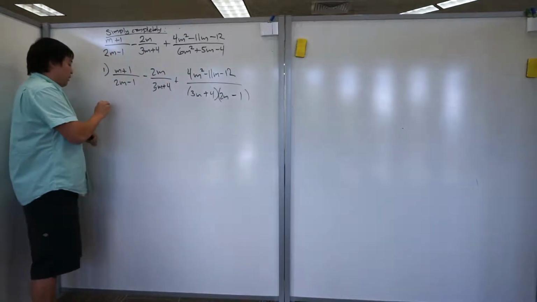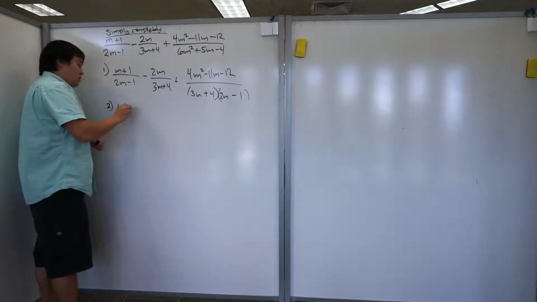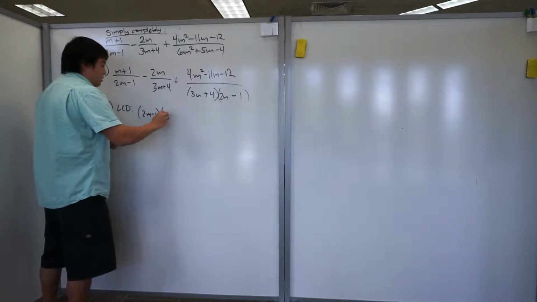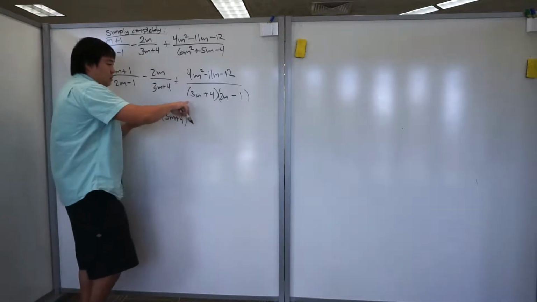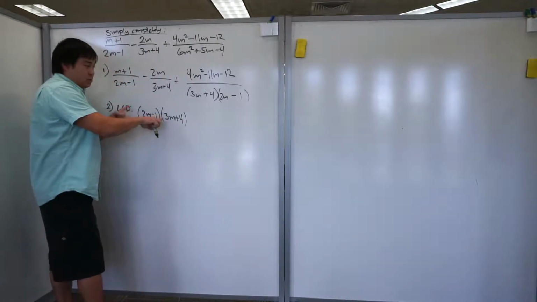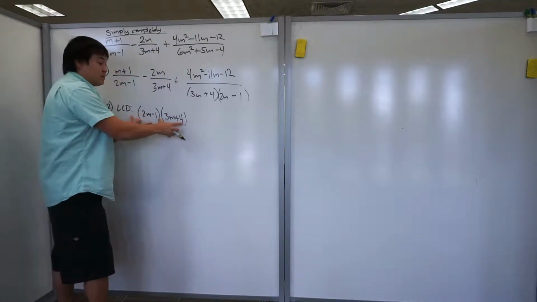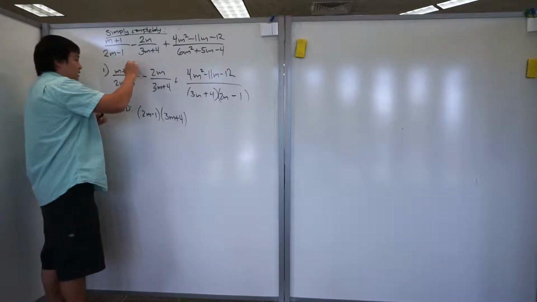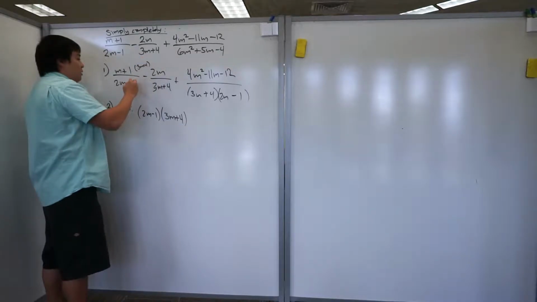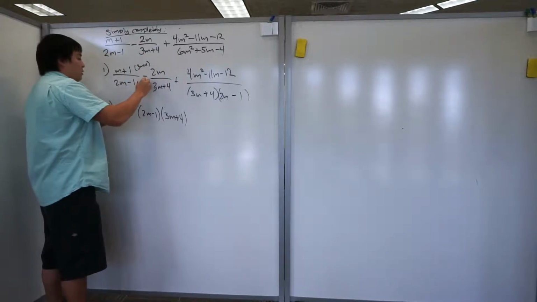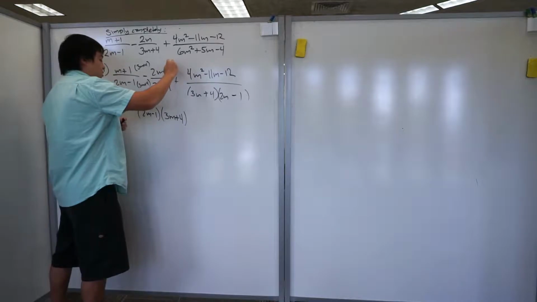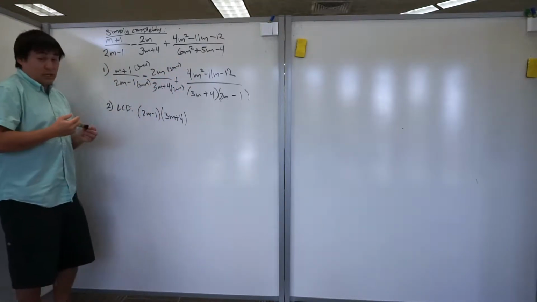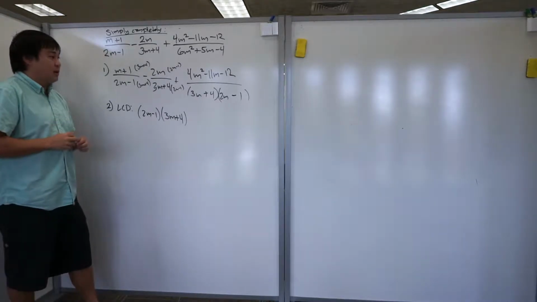Step 2, write out the LCD. The LCD is given by each of the items in the denominators that are unique, and the highest exponent of each of these is 1. So this is the LCD. What is missing in the first one is the 3m plus 4. And what's missing in the second one is the 2m minus 1. And nothing is missing in the last one. It actually has everything already.